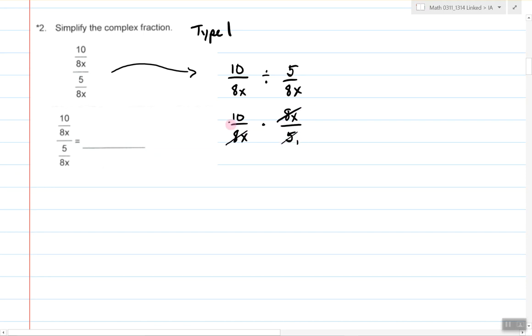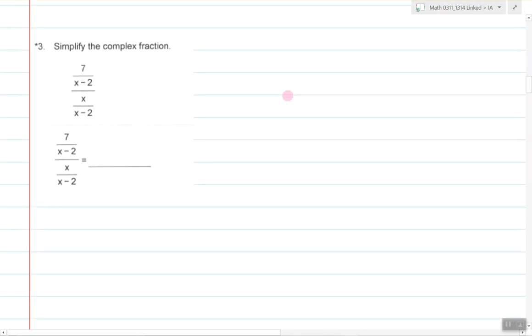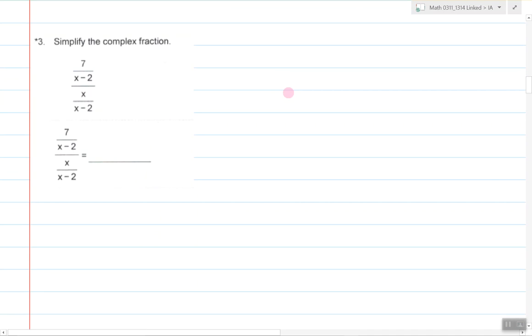5 goes into itself once, 5 goes into 10 two times, and I am left with 2 over 1, which we would just write as 2. And so this problem is that simple. Problem number 3. Even though it looks more complicated than problem number 2, it is still a single fraction on top and a single fraction on bottom, and so I call it type 1, and I will write 7 over x minus 2 divided by x over x minus 2.